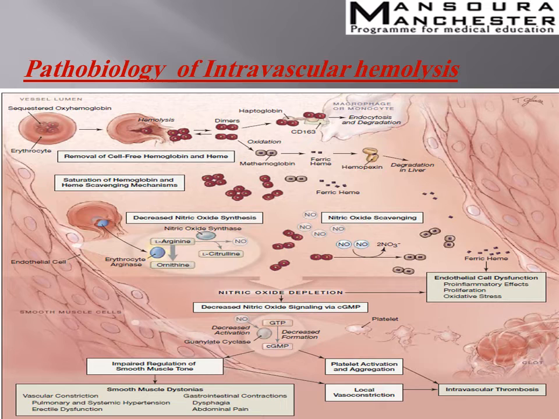With excessive hemolysis, these hemoglobin removal systems will saturate and deplete, leading to a build-up of hemoglobin and heme in the plasma. Plasma hemoglobin and heme mediate direct pro-inflammatory, proliferative, and pro-oxidant effects on the vessel endothelial cells.